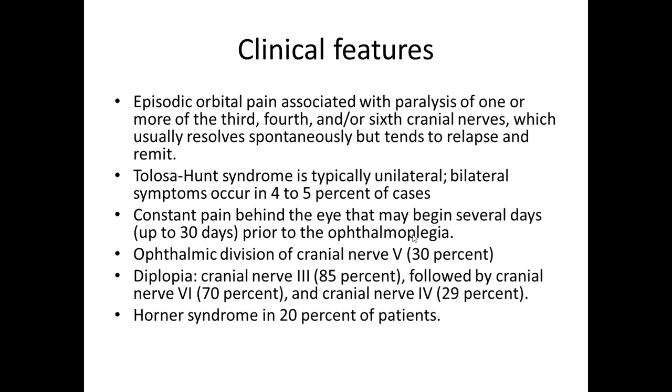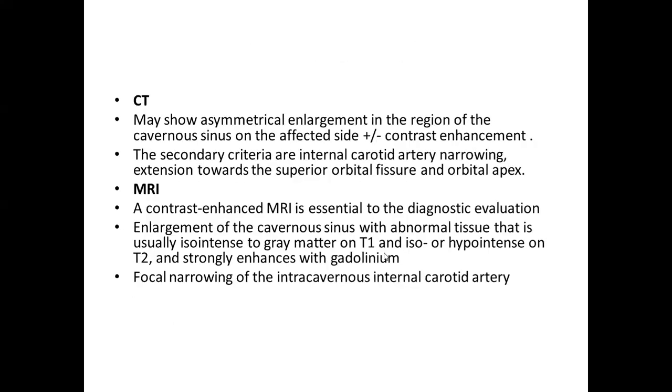Constant pain behind the eyes that may begin several days prior to the ophthalmoplegia. Ophthalmic division of the cranial nerve is involved in 30% of cases. Diplopia, mainly third cranial nerve. Next is the sixth cranial nerve, and last is the fourth cranial nerve. Horner syndrome may be present in 20% of the cases.